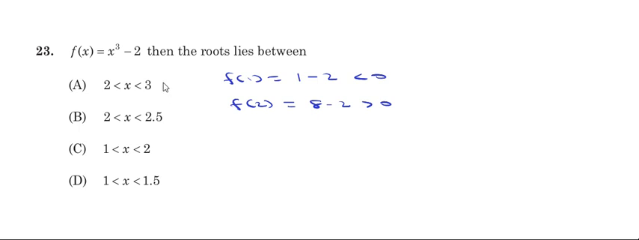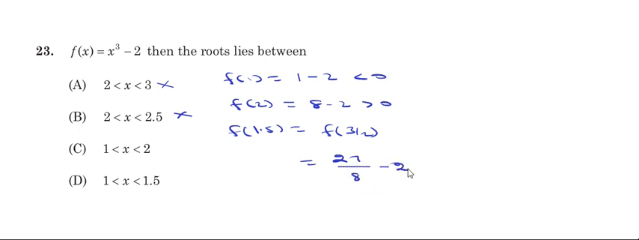So the first two options are wrong. So we have option C, 1 less than x less than 2, and 1 less than x less than 1.5. So this may also be correct. So we will check f of 1.5. This can be written as f of 3 by 2. 3 by 2 cube is 27 by 8, minus 2. So this will be approximately 3. So this is greater than 0.